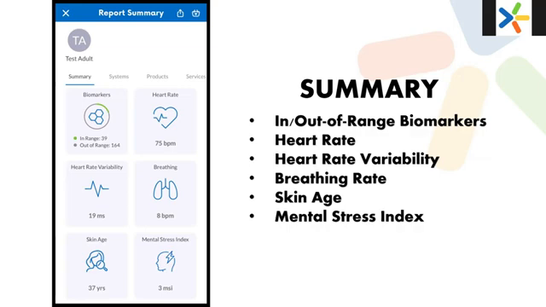So first, let's look at the kind of information that the summary report presents to you. It'll show the number of in and out of range biomarkers, heart rate variability, breathing rate, skin age, and mental stress index. You'll know you're in the summary report because up on the top, you'll see the tabs for the 4 different reports: summary, systems, products, and services. And you'll see a blue line underneath the summary tab.